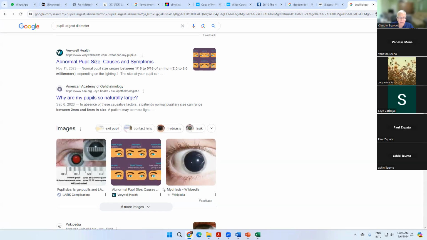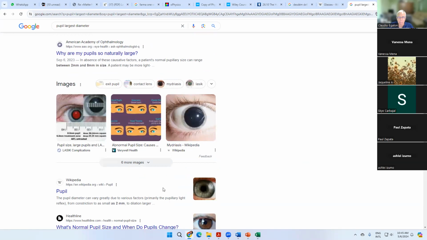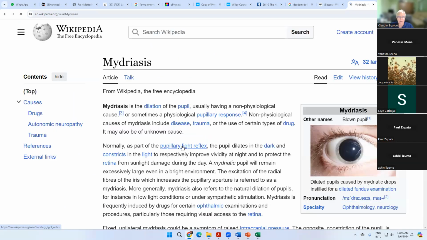Okay, look at the pupil size. That's when they put those little eye drops on you, right, that the pupil becomes this size. When they do that to me, man, I look in the mirror, it scares me. My eye is just like that, covering the whole iris. Here you go, mydriasis.